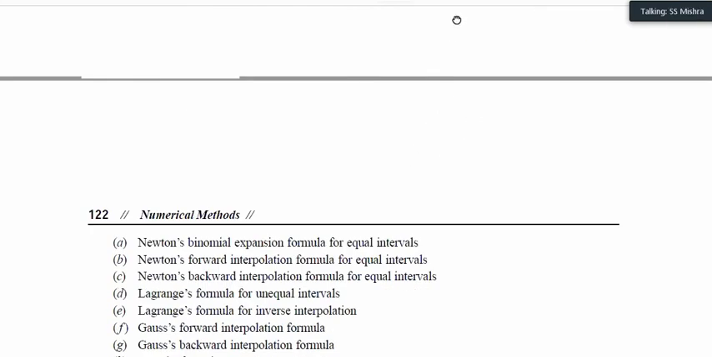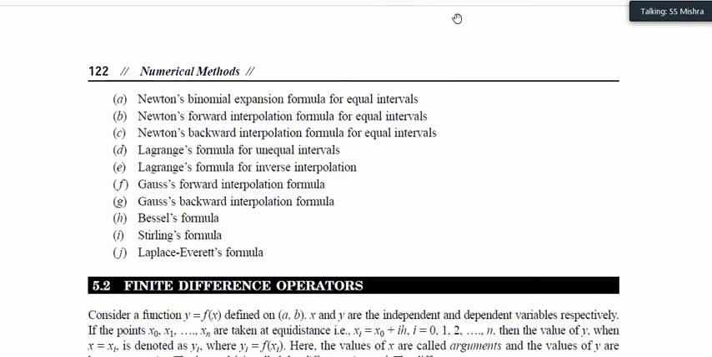I mean, this may be in your course; you can check it. Newton's binomial expansion formula for equal intervals, Newton's forward interpolation formula for equal intervals, and Newton's backward interpolation formula for equal intervals. So Newton has given both forward and backward. One is exceptionally introduced as Newton's binomial expansion formula for equal intervals. I think this may not be part of your course outline.